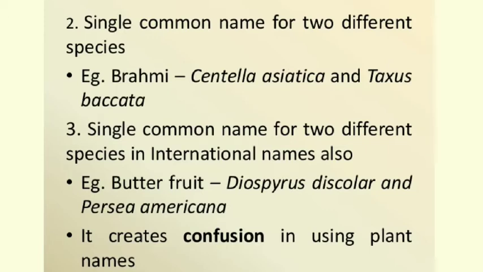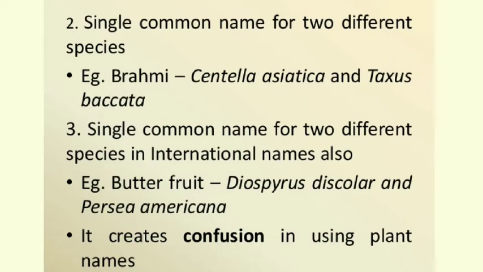For example, Brahmi: Centella asiatica and Taxus baccata. Centella asiatica is also called Brahmi, Taxus baccata is also called Brahmi. Thirdly, a single common name for two different species in international names also. Butterfruit: Diospyros discolor is also called butterfruit. Persea americana is also called butterfruit. Based on their morphological features and their taste, they have been given the same name, butterfruit.